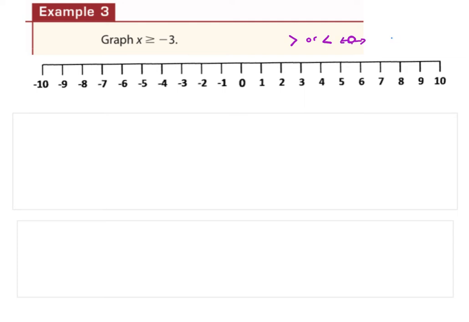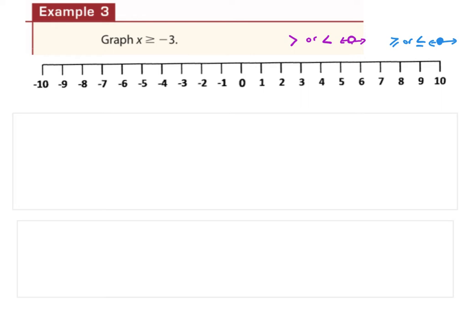If you have the or equal to sign, you are going to do a closed circle and then graph the direction that you should graph. All right? You are graphing the variable. So if the variable is bigger than the number, then you are going to graph the numbers bigger than that number. If the variable is smaller than the number, then you are going to graph the numbers smaller than the number. It does not matter which side the variable's on. It matters whether or not it is bigger or smaller than the number you're talking about.